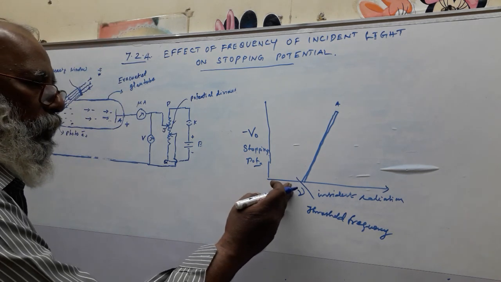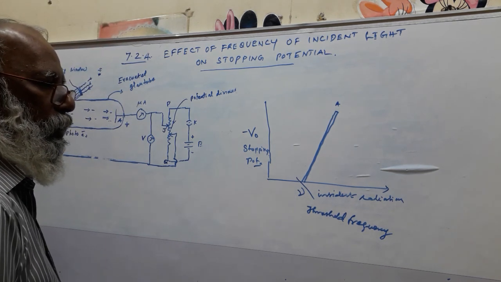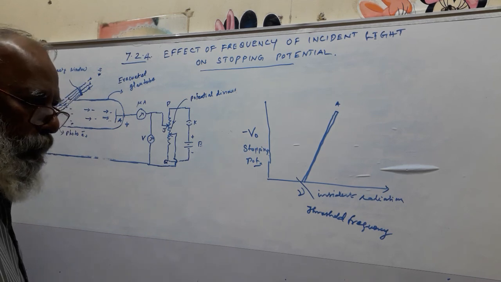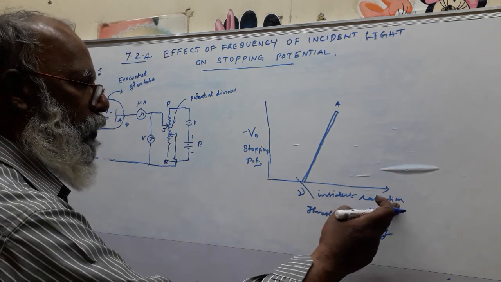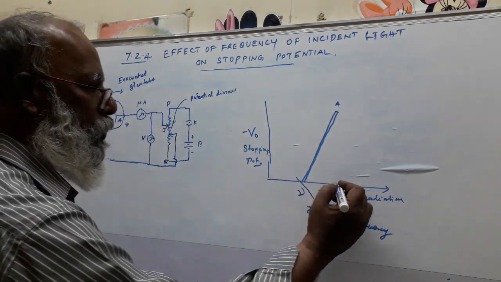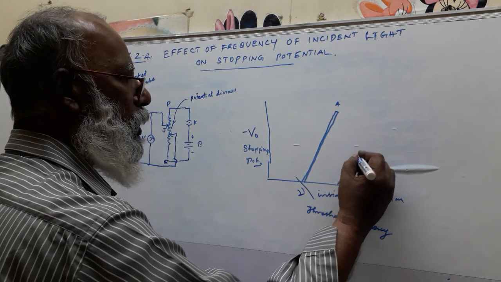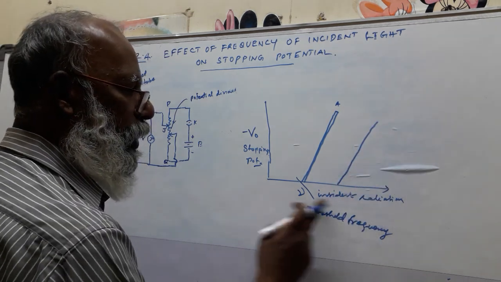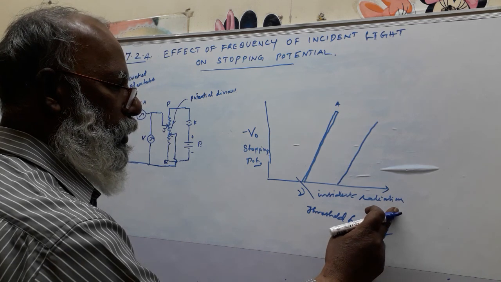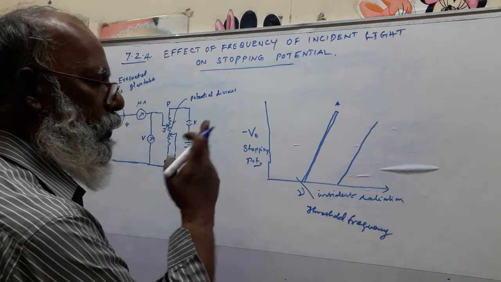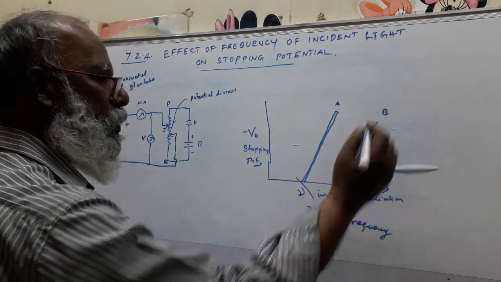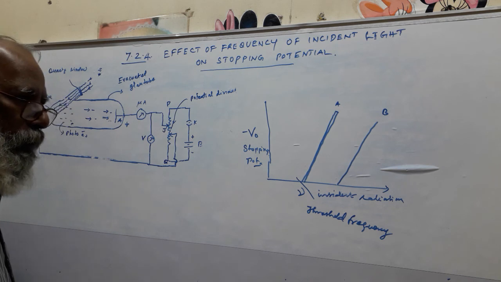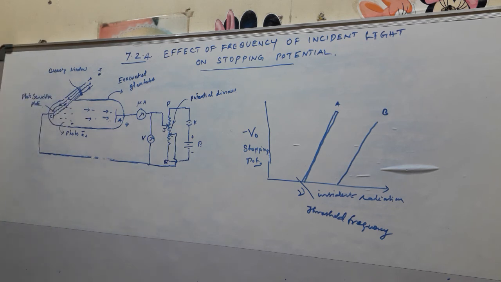Below this frequency, there is no emission of electrons. But above the threshold frequency, when you increase the frequency, the stopping potential also increases. If you increase the incident radiation energy linearly, the stopping potential also increases linearly, for metal B also. That is a famous, important conclusion for this chapter, from this graph itself.